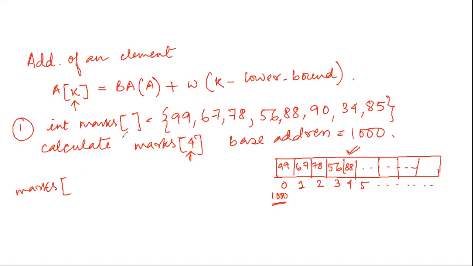K is the index. What is the value of my k? I need to search marks of the 4th location, so 4 is my index. This is my k. K is equal to 4. So the formula is base address plus word size times k minus lower bound. What is my base address?